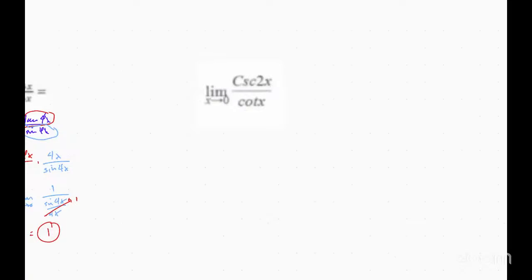So for this one, let's see, what is the cosecant of 2x? It would be one over sine 2x. Limit as x goes to zero of one over the sine of 2x all over. Let's rewrite cotangent into cosine over sine because it's probably going to be helpful for us. So this equals the limit as x goes to zero of one over, let's call that, two sine x cosine x, right?